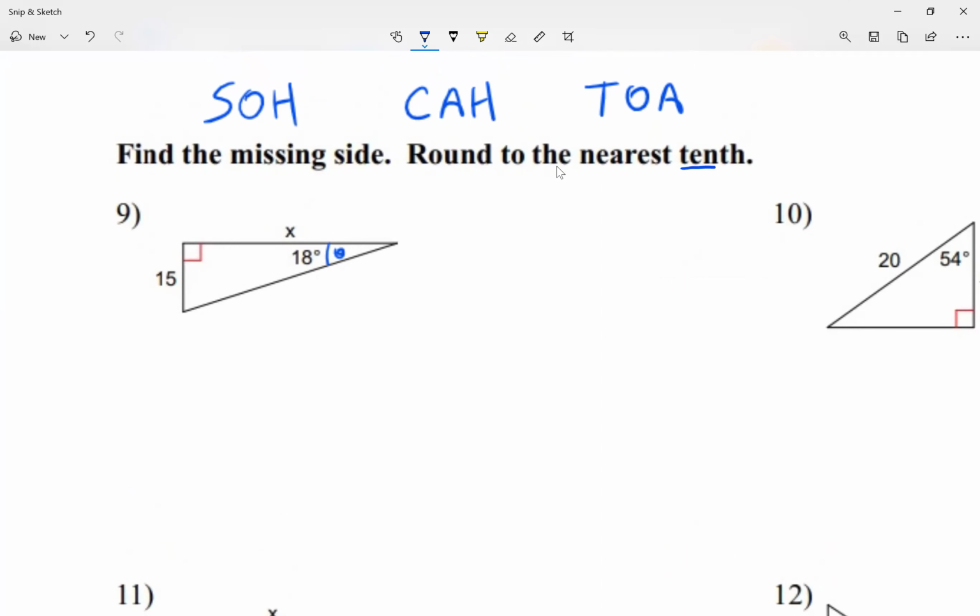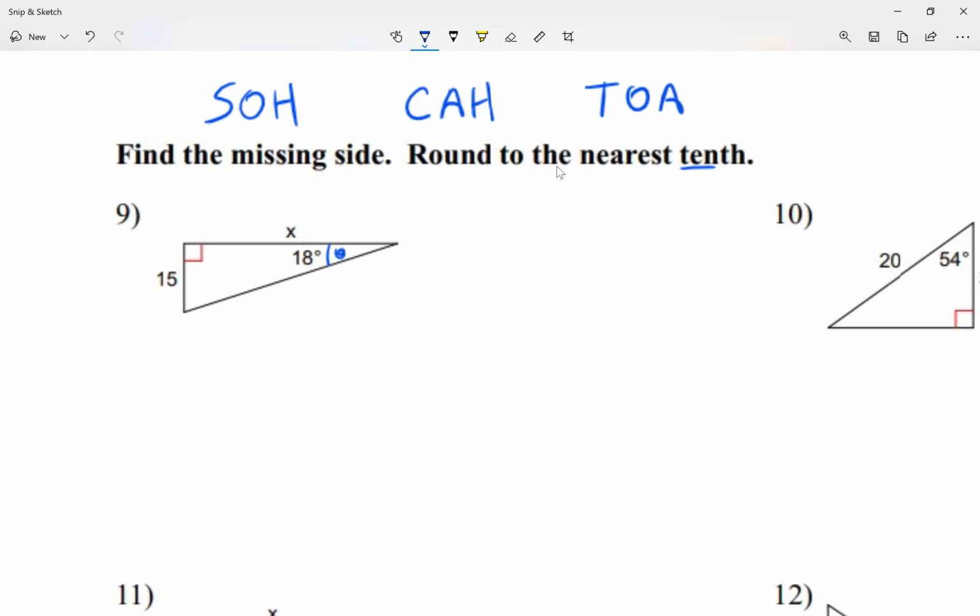Tenth sounds like 10, which is a 1 with 1 zero. So that means 1 decimal place. Tenth means 1 decimal place. Do expect your answers to be decimals. And you will have to round it to 1 decimal place.